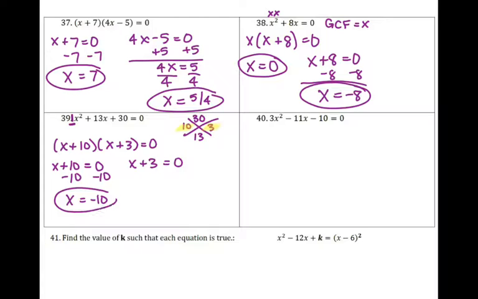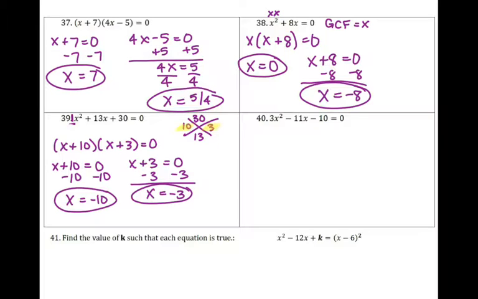So I get x equals negative 10 and x equals negative 3. Now, let's say you're not very good at factoring and you do not like to factor. You could use the quadratic formula for number 39. A is 1, B is 13, and C is 30. So you could use the quadratic formula if you wanted to.